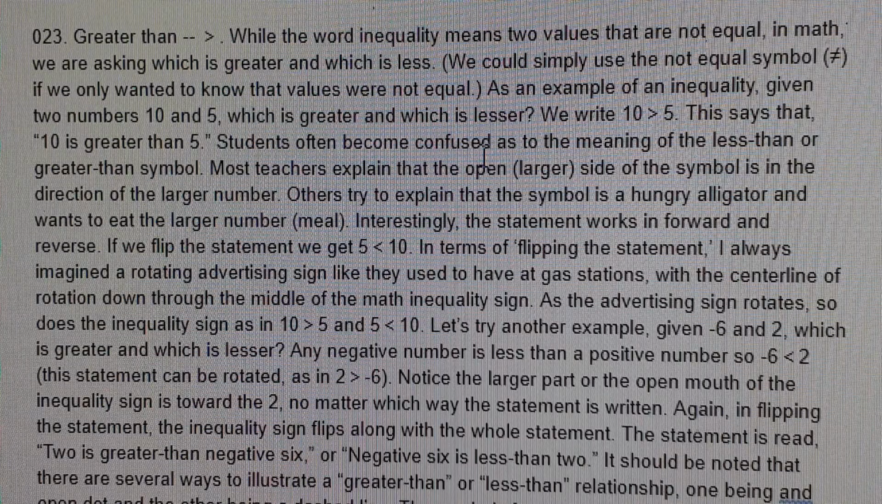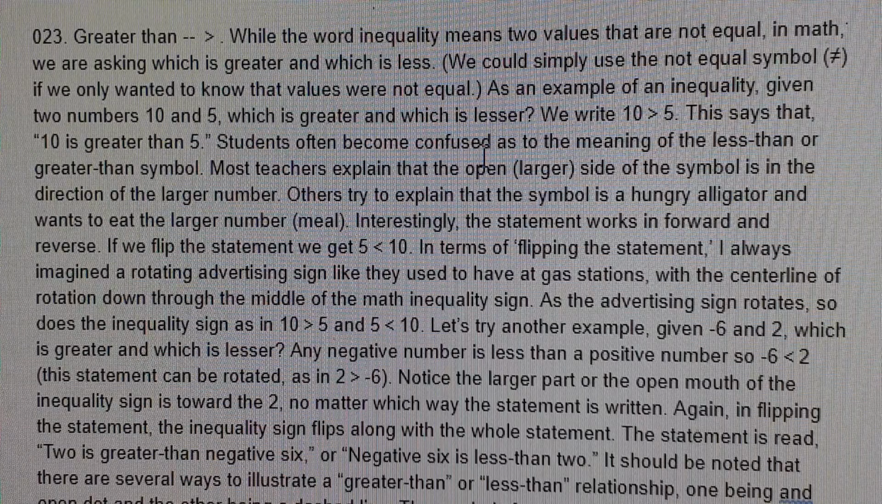It should be noted that there are several ways to illustrate a "greater than" or "less than" relationship, one being an open dot and the other being a dashed line. The symbols for two things being equal would be a solid dot or a solid line. Open dots and dashed lines do not include the value (or exclude the value). Solid dots and solid lines do include the value in question.